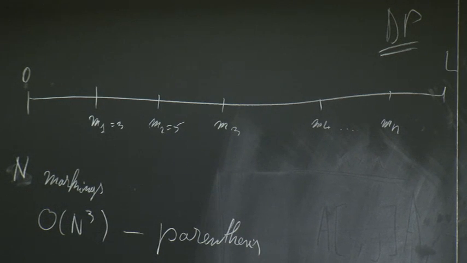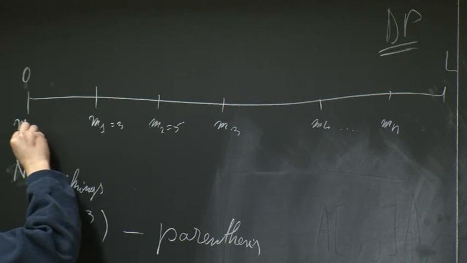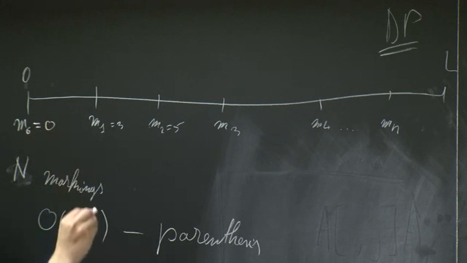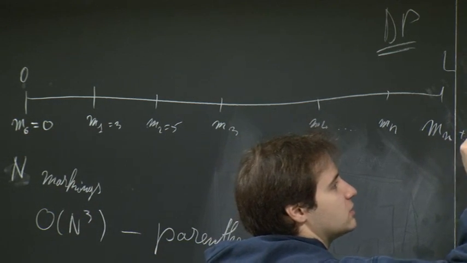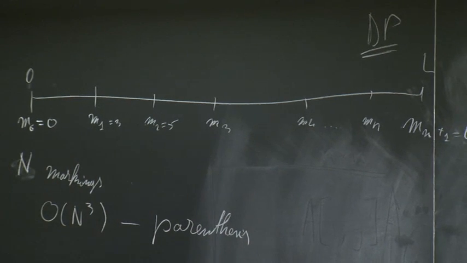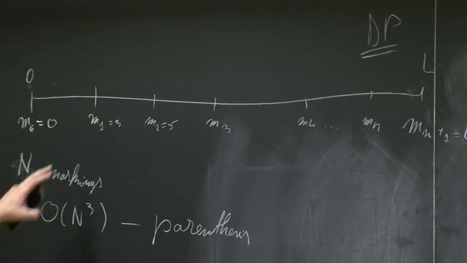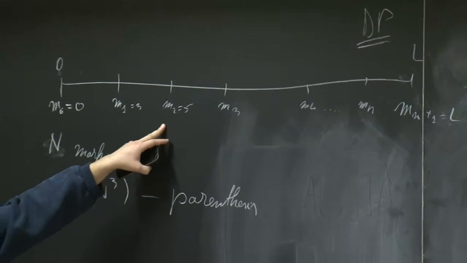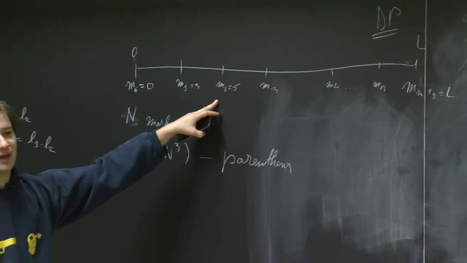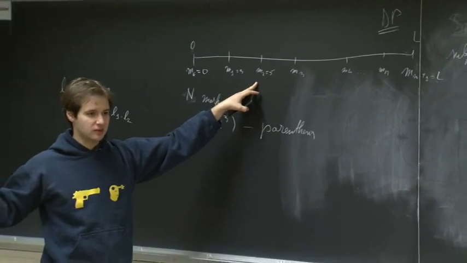Can't you just do M0 and M+1? Exactly. We add fake markings. M0 is 0, and M(n+1) equals L. Very good. Are we assuming that they're evenly spaced? No. So these are numbers. If they were evenly spaced, I think there's an algorithm. You might come up with a math and say you always cut it up like this.